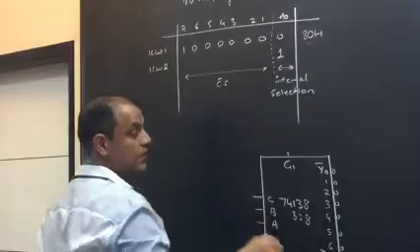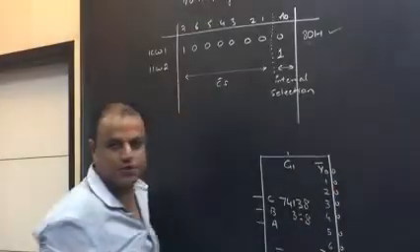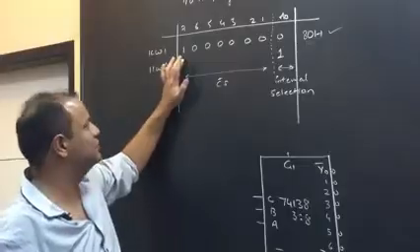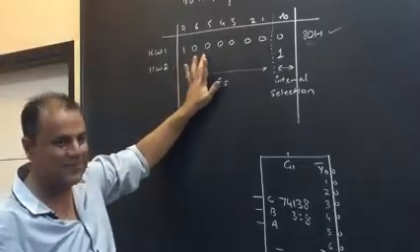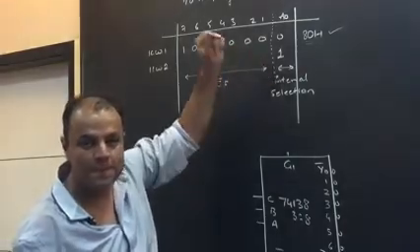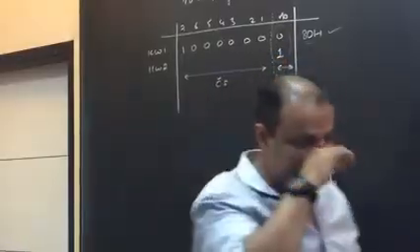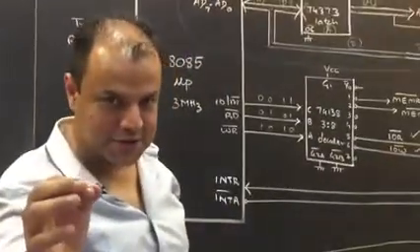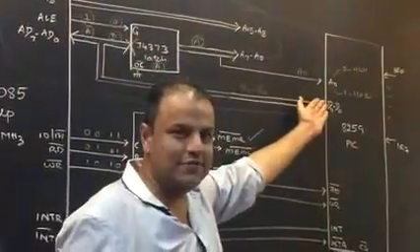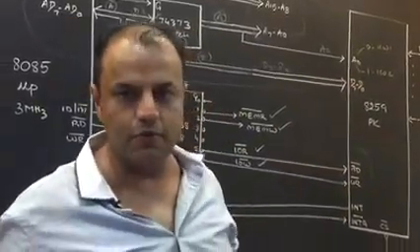Now, we need to make a decoder which will select this chip only when the address issued is 80, which means only when A7 is 1, A6 is 0, A5 is 0, A4 is 0, A3 is 0, A2 is 0, A1 is 0, A0? No. A0 can be 0 or 1. A0, pay full attention to this point. A0 has gone inside 8259, inside this chip. What is A0 doing inside the chip? Has it gone for a picnic?